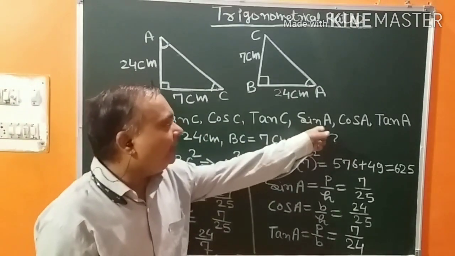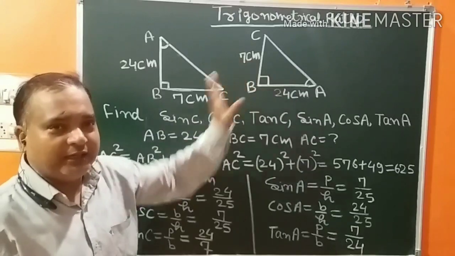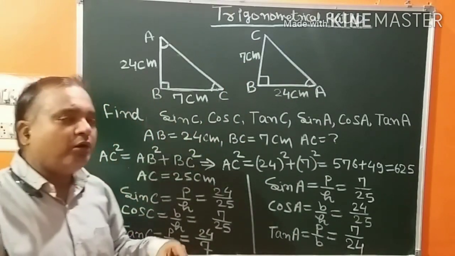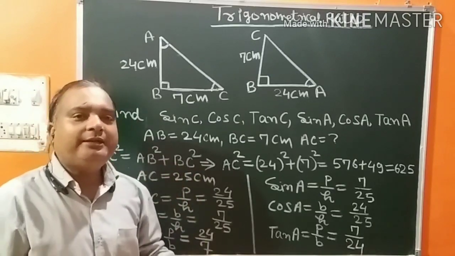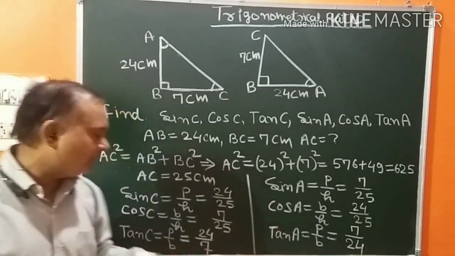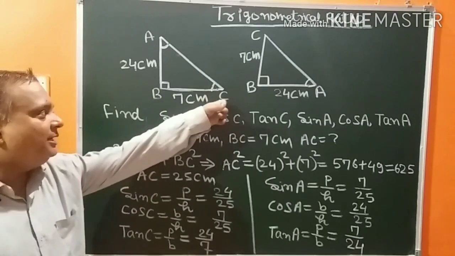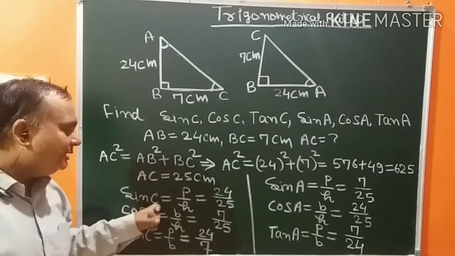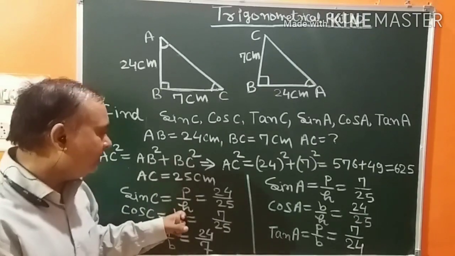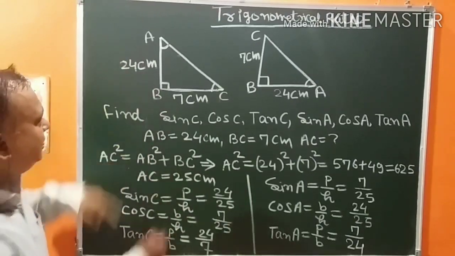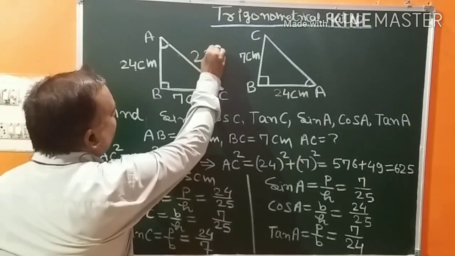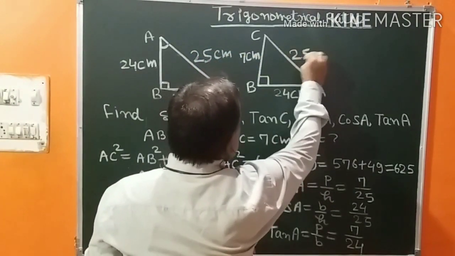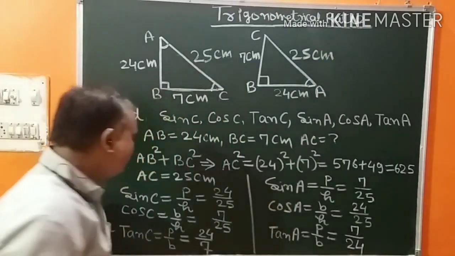When the angle will be A, then we will consider this diagram. Clear? Now sine C. We know that sine of angle theta is perpendicular upon hypotenuse. So here the angle is C, so I can write sine C as perpendicular upon hypotenuse. The perpendicular is 24 and the hypotenuse is 25 centimeter.